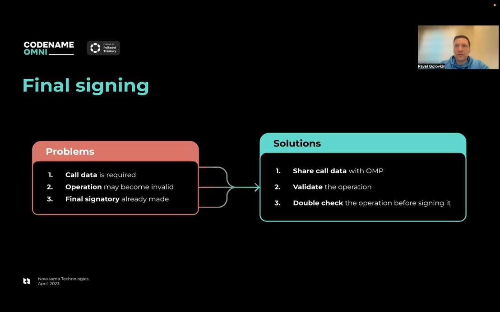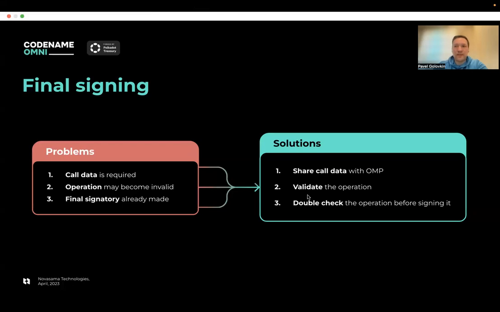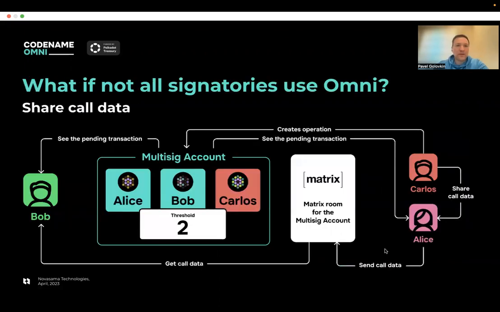And also, when the user makes the final signing, someone else may make the final signing simultaneously. In that case, the operation will fail and the user will lose the fee for the transaction. So for that purpose, we are sharing the call data with the Omni Matrix protocol. We are validating the operation a second time before sending it to the blockchain after the final signing, and we double check that the operation wasn't signed before the final signing is made. So that's what we are going to show.